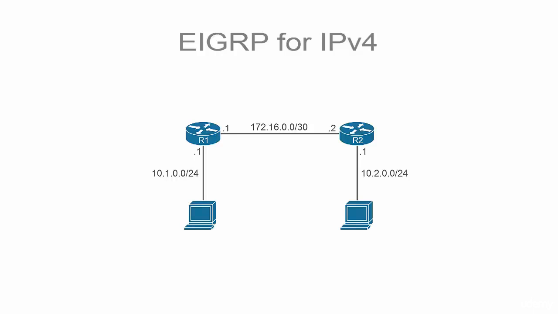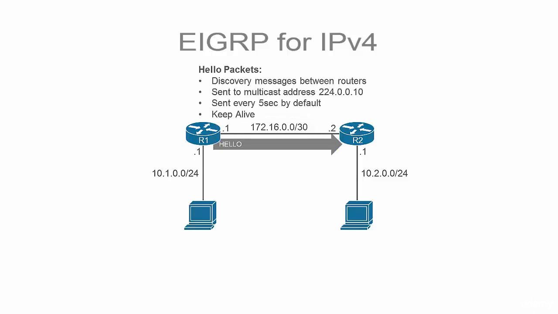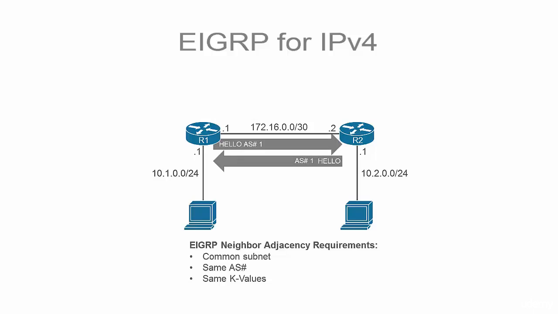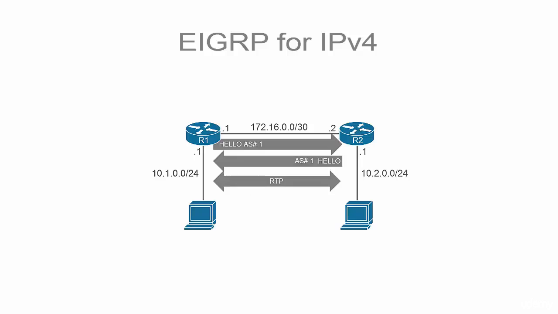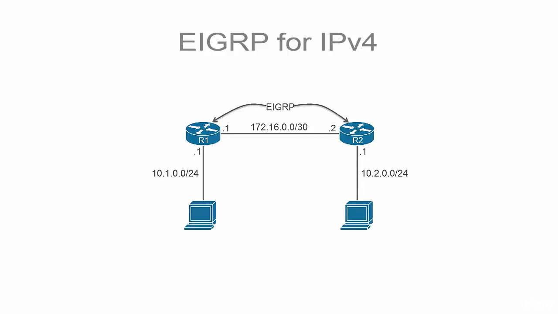In this section, we're going to learn about EIGRP for IP version 4. To form an EIGRP peering, EIGRP must be enabled on routed interfaces between routers on a common subnet. Once EIGRP is enabled, hello packets are sent out as discovery messages between routers destined to multicast address 224.0.0.10. Once all of the EIGRP neighbor adjacency requirements have been met, an EIGRP adjacency is formed, routing updates are sent between the routers, then EIGRP can be used as a dynamic routing protocol to advertise networks between routers.